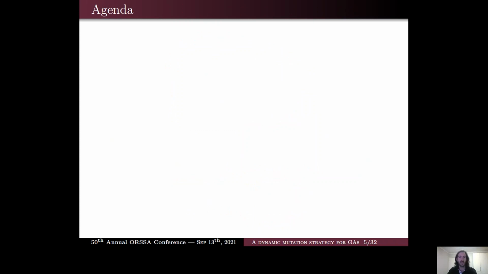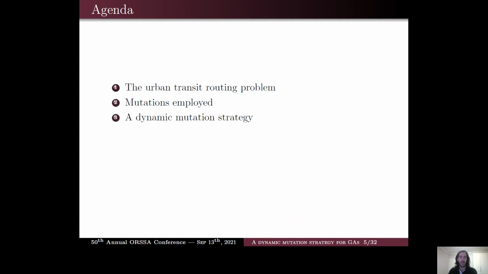For the agenda for today, a bit of a deeper dive will be taken into the urban transit routing problem. Some mutations that were incorporated into solving this problem with a non-dominated sorting genetic algorithm 2 approach will then be mentioned. Thereafter, a dynamic mutation strategy is introduced that helps to manage all of the mutations incorporated into the genetic algorithm. Some results will be looked at, and finally, we conclude with a summary.